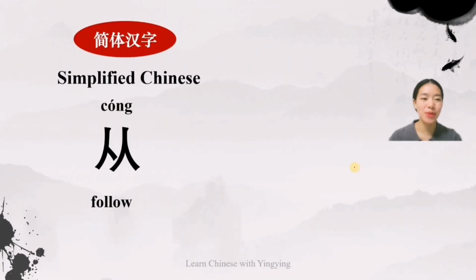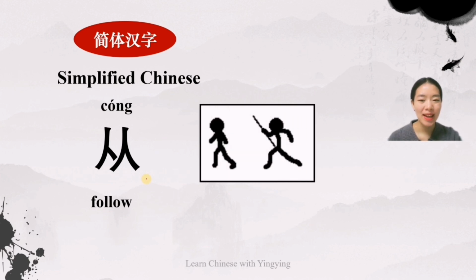And the second word we are going to learn is 从. 从. Can you see? Actually, it's just 2 people put together. 2人 put together. And it means follow. And I believe it's quite easy to understand it. It's just one people follow the other, and the meaning is follow.